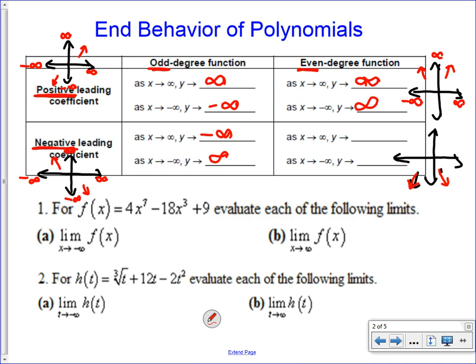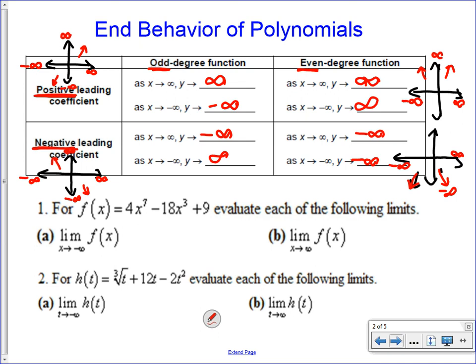Okay, so the way we can describe that is we can say as x approaches infinity, y approaches negative infinity. As x approaches negative infinity, y approaches negative infinity. Now, if you look at this notation, the only thing changing is what y is doing. So you can see that with an odd degree, your ends are going in opposite directions, and with an even degree, either both ends are up or both ends are down. All right, so let's look at these examples to find these limits.